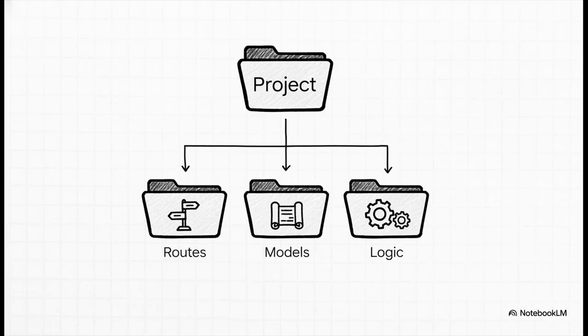Now, a professional backend isn't just one giant, messy file. It's all about organization. You'll usually see separate folders for things like routes that handle incoming requests, models that define your data, and schemas that set the rules. This kind of structure is what lets an app grow and scale without becoming a complete nightmare to manage.